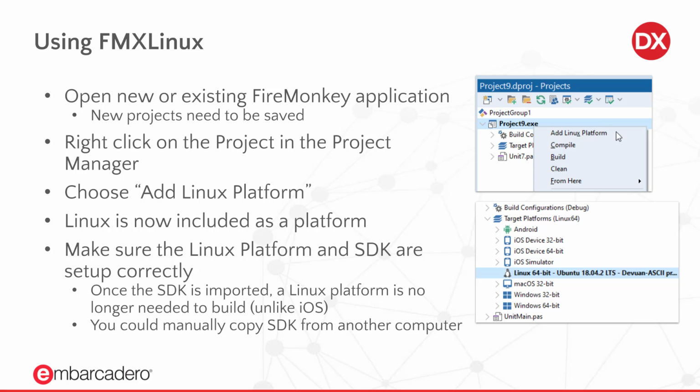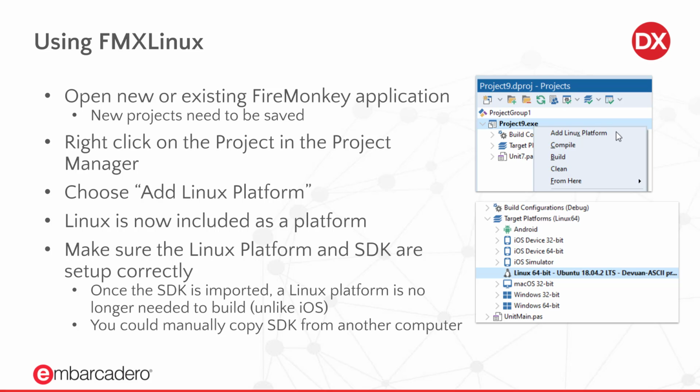Once you click add Linux project platform, if it's a new project or unsaved, it'll prompt you to save it because you have to save it first. And then it will go in and add that to the project file so that Linux is now an option. If you delete Linux as a supported platform, you can add it back in at this point because it's already been modified as a potential platform.